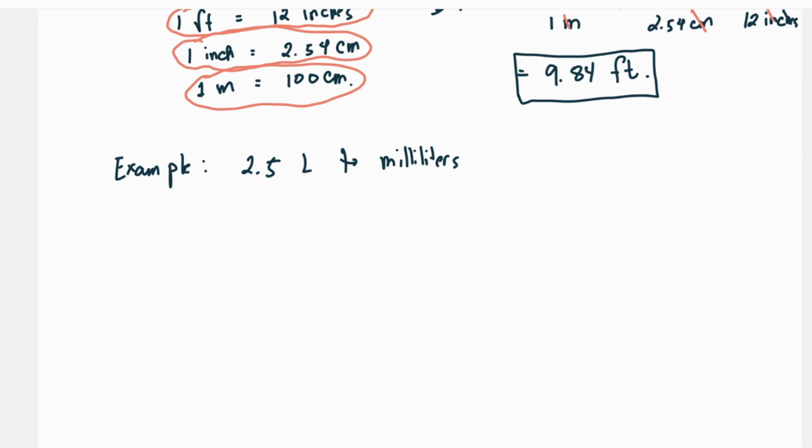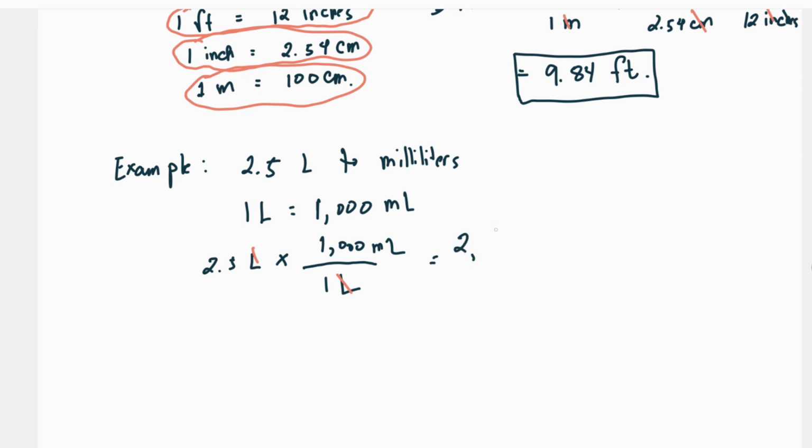Okay, so we know that 1 liter is equivalent to 1,000 ml. Okay, so therefore, if I'm going to write 2.5 liters right now, I will multiply it in such a way that I would be able to cancel the liter units. So this would give us 1 liter is equivalent to 1,000 ml. Okay, so this would make the liter unit to be cancelled, and we need to multiply 2.5 by 1,000, and that would give us 2,500 ml. So let's box that answer.